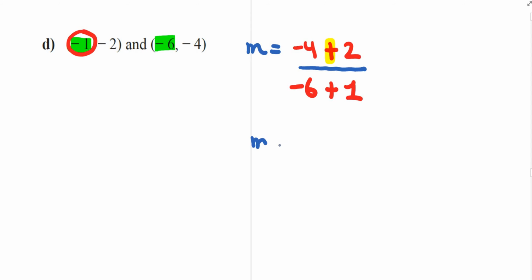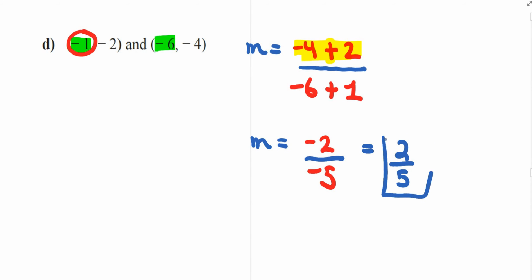All right, so now m would equal... look at my top here, -4 plus 2 is going to be -2, all over -6 plus 1, which is going to be -5. So if I take a look at that, negative 2 divided by negative 5 is going to be positive 2 over 5. So that's my slope right there.